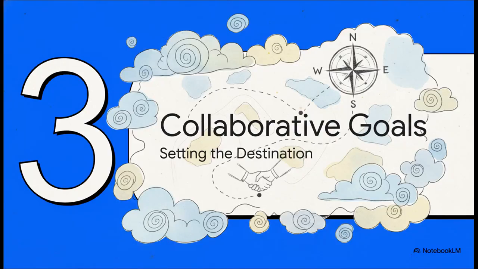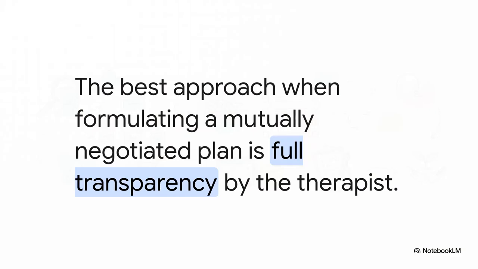Okay, step 3, collaborative goal setting. With our map sketched out and the client starting to actually see their own patterns, the therapist and client have to mutually agree on where they're headed next. The research strongly emphasizes that the absolute best approach here is full transparency. Seriously, therapists should openly share their diagnostic impressions and their hypotheses. Why is that so absolutely crucial? Well, it ensures the treatment frame is built with the client as a true partnership, rather than just decided for them behind closed doors. It models mutual respect and shared agency right out of the gate.